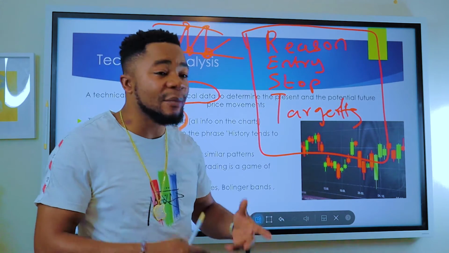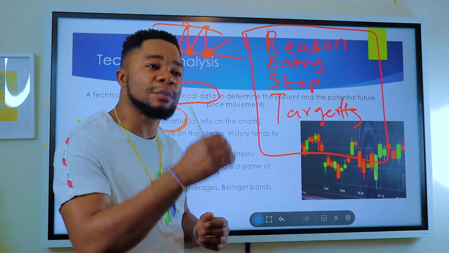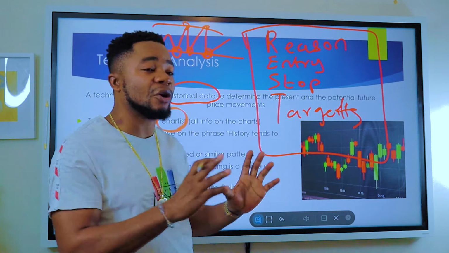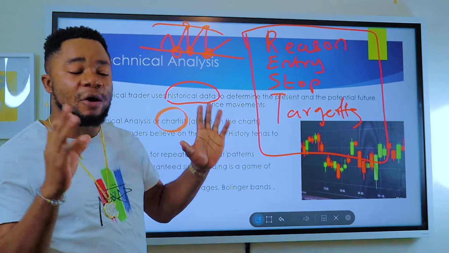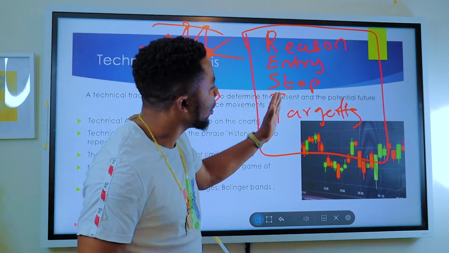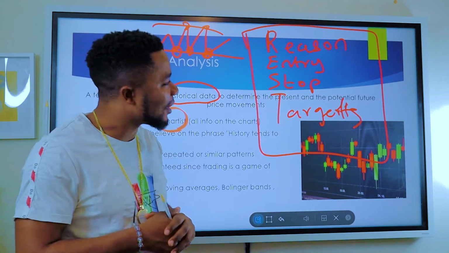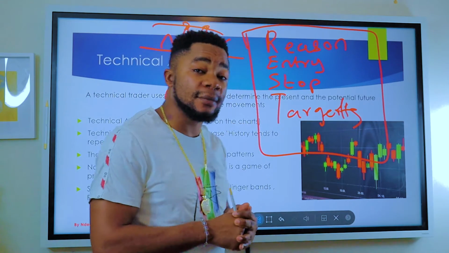How many pips is your target? How many pips stop loss? How many pips take profit? How much will you be able to risk to say, okay, if the trade doesn't go my way, I'll walk out and I'll be totally fine? That is what they call REST, which is reason, entry, stops, and target.